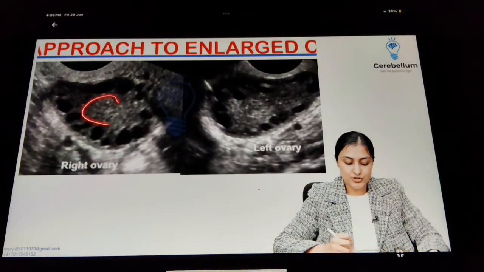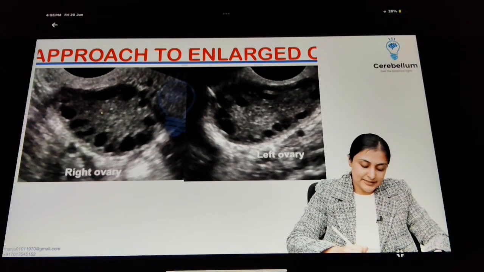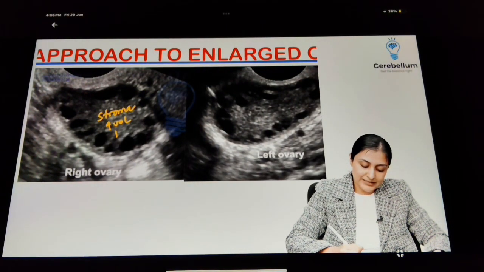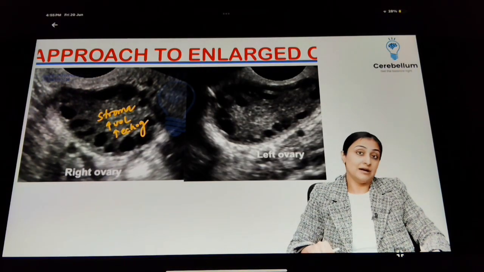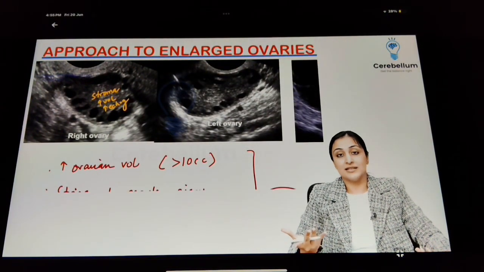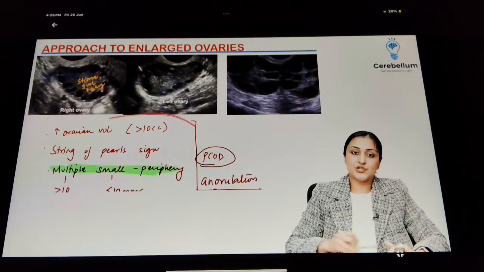In addition, can you see how the stroma here, that's another specific sign of PCOD, that the central stroma is increased in volume and it is increased in echogenicity, meaning it is hyperechoic. So the very specific sign of PCOD is stromal volume increasing, and that is what leads to hyperthecosis. There is more androgen production from the stroma here. So this is the appearance of PCOD.